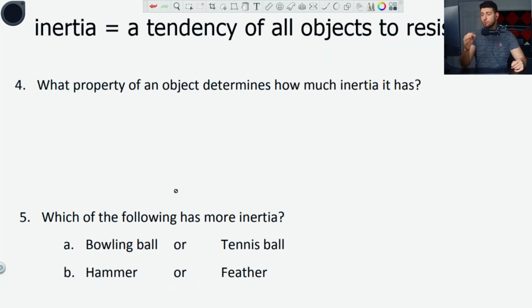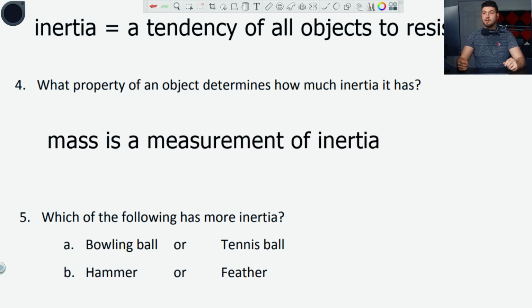Question 4. What property of an object determines how much inertia it has? Well, inertia is a tendency of an object to resist acceleration. So basically, how difficult it is to slow it down or speed it up. So let's compare two situations. The first one, we have a car with just a driver. And the other situation is we have the same car, but it's packed with people inside. Let's say it's like 5 people, the whole entire family. Which car will accelerate faster? Well, you can say obviously the lighter one. Which one will slow down faster? Well, obviously the lighter one.